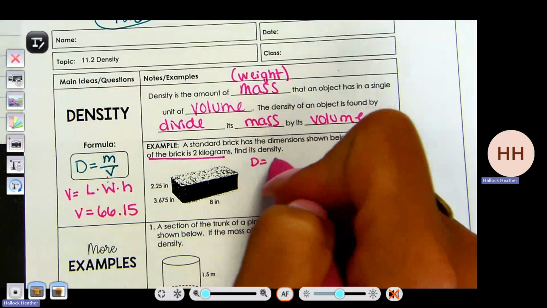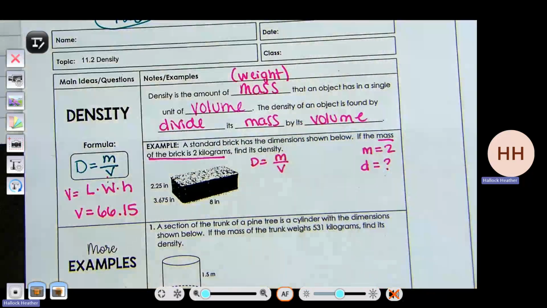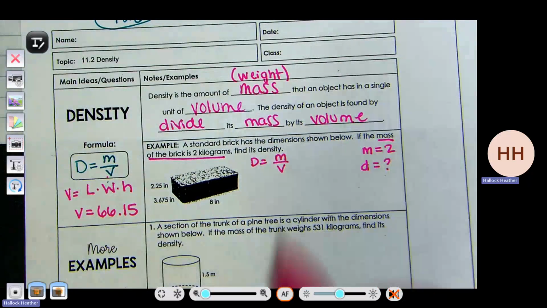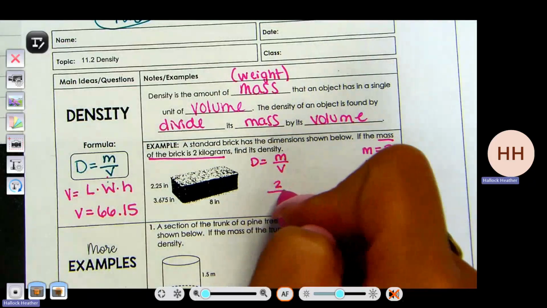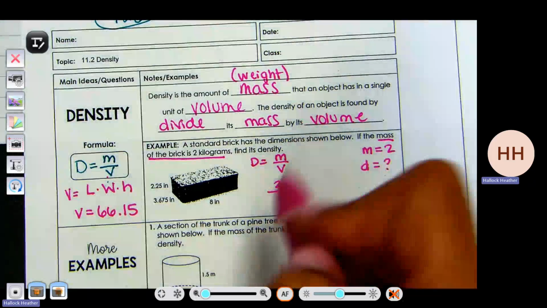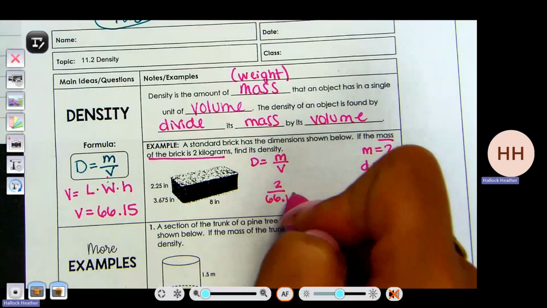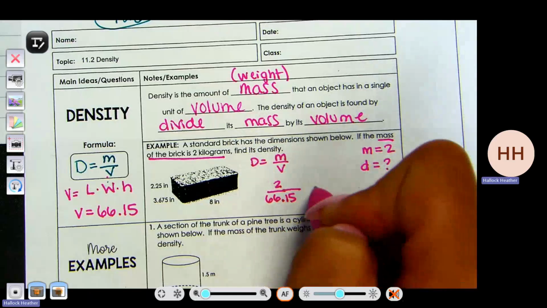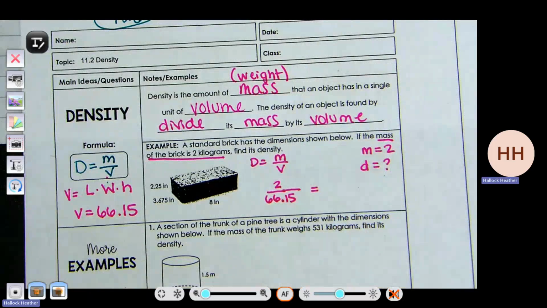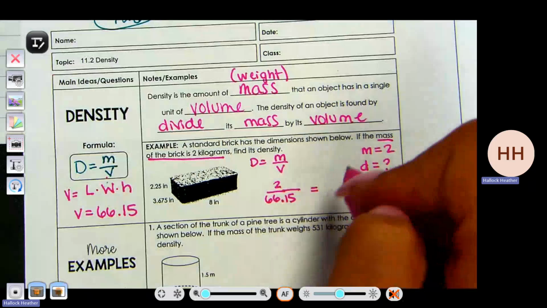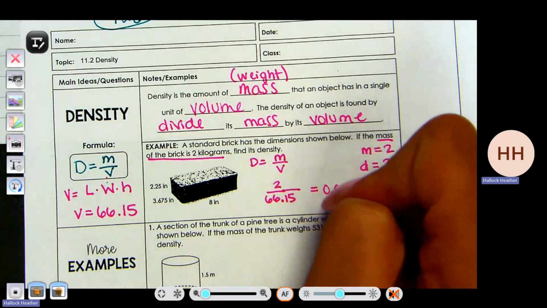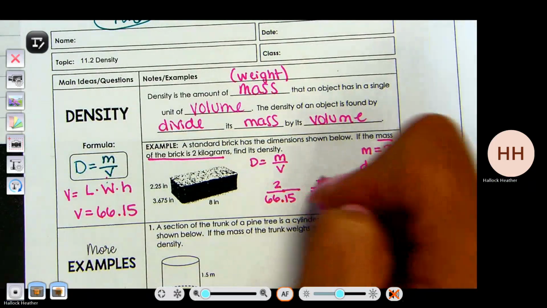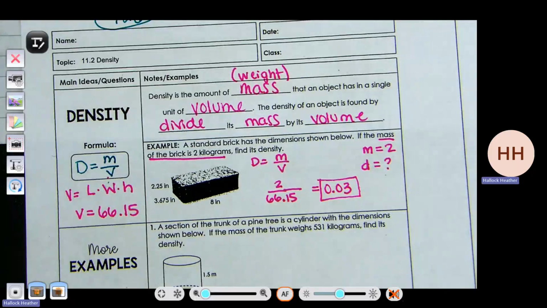Okay, so then we're going to use our density formula. Density is equal to mass divided by volume, DMV. I'm going to take my mass, which is 2. I'm dividing by the volume, which is 66.15. And you get something really small because this represents the weight per cubic inch of the brick. 0.03. And that's it. That's easy.